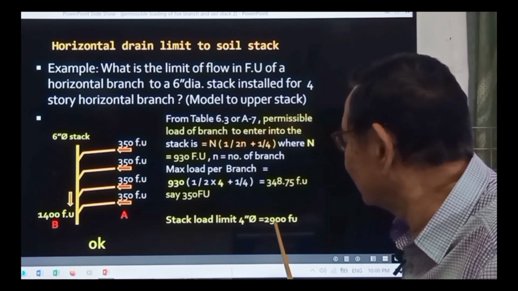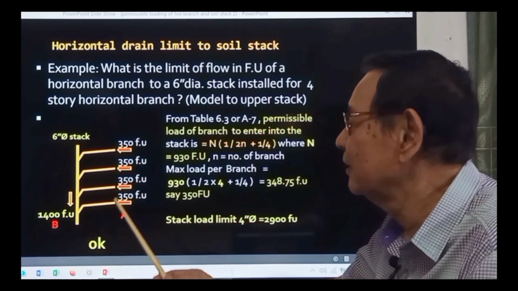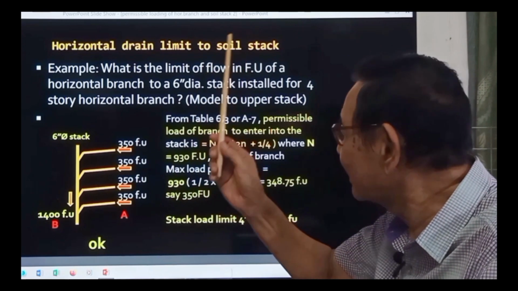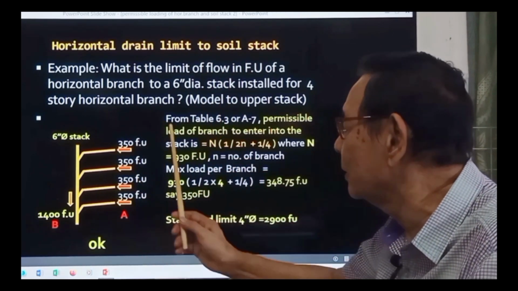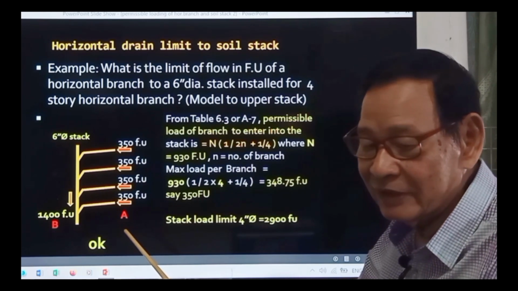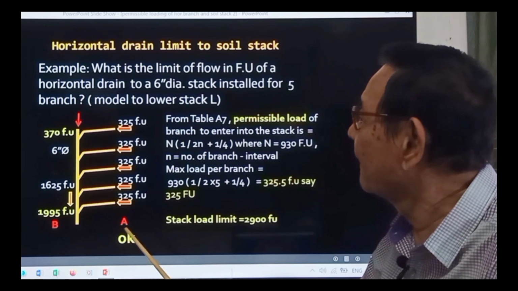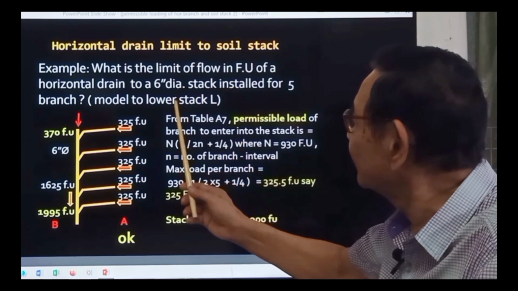Stock limit is 2,900. So, lahat nito pasok sa 6 inches. 6 inches ang itaas dahil walang 5 inches. Okay man sana ang 5 inches, kaya lang wala. 5 inches, 6 inches. Okay. What is the limit of flow of the 6-inch stock installed?